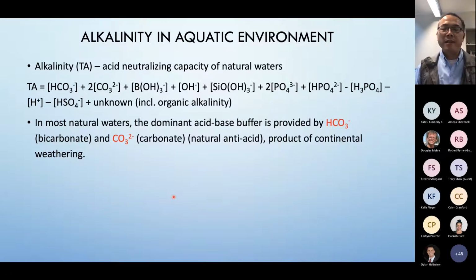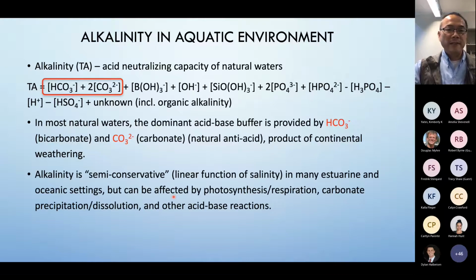The alkalinity in the rivers and in the ocean, a lot of it comes from continental weathering. If you weather the rock, it dissolves and washes down through the river streams to the ocean, so that's where the alkalinity comes from. These are the dominant alkalinity species in natural waters. And if you mix the river and the ocean, and there's no reaction going on, you would typically get a straight line between alkalinity and salinity. That's what we call semi-conservative.